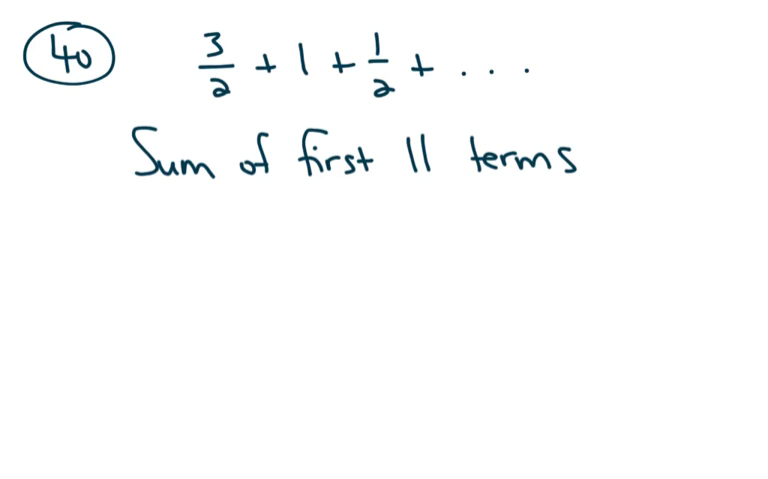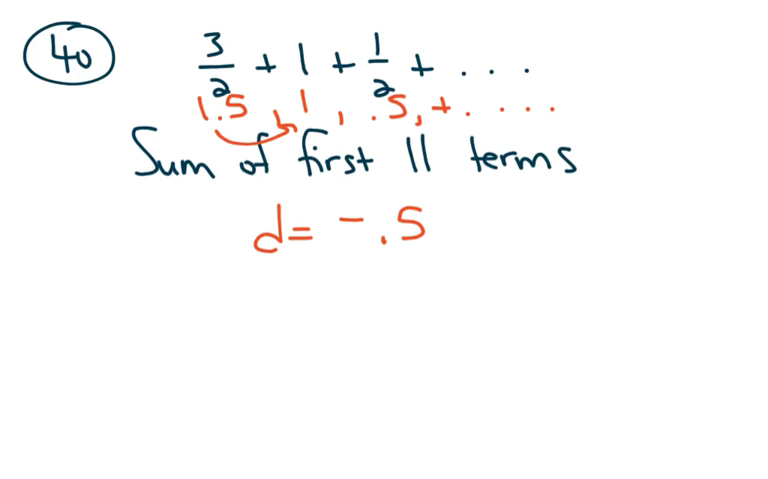Number 40 wants us to find the sum of the first 11 terms of the sequence 3 halves plus 1 half plus dot dot dot. Now, what I need to do is determine if it's arithmetic or geometric. It might help if I change these into decimals. This is 1.5, and then 1, and then 0.5. You may be able to tell really quickly that the numbers are going down by a half each time, so this must be arithmetic. So the common difference is negative 0.5 because the values are going down.